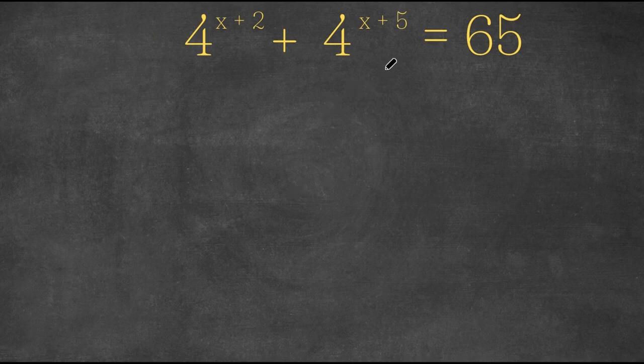In today's video, I'm going to be teaching you guys how to solve this exponential equation. So we have 4^(x+2) plus 4^(x+5) equals 65.